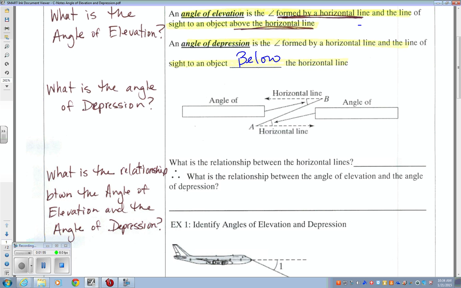So if we look at this example right here, the dotted lines are your horizontal lines. This arrow is pointing to angle B. Is angle B an angle of elevation or depression? Here's the horizontal line. This angle is below the horizontal line. So this would be angle of depression. Okay? Make sure you know why. This is because the angle is below the horizontal.